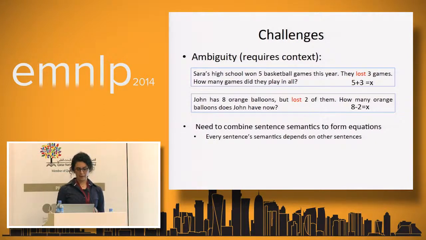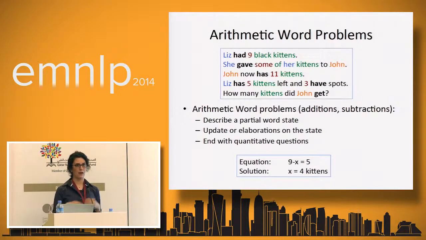So to be able to understand these stories, we really need to incorporate the context. We basically need to understand these sentences, put them in a context, and form the final equation. So we can't analyze each sentence individually and in isolation from the rest. The problem that we are addressing here is to solve arithmetic word problems that include additions and subtractions, and our goal is to translate them to algebraic equations.